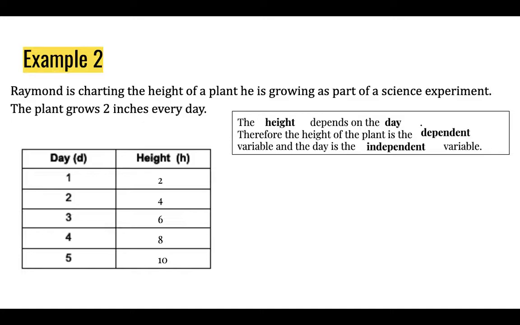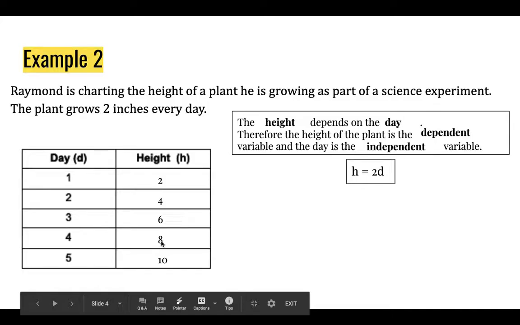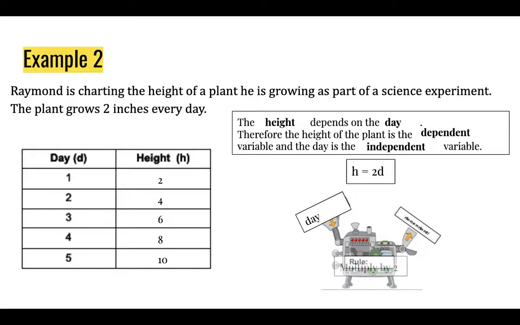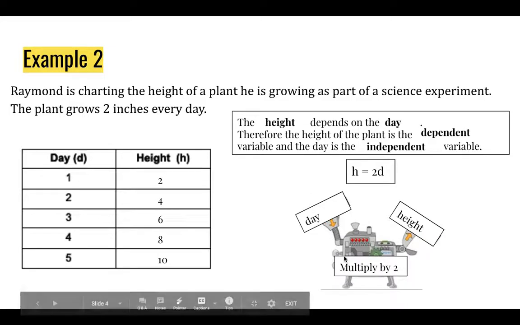So as mathematicians or scientists, we can control the number of days, and that day is going to impact the height. An equation I could use to represent this is that the height is 2 times the day, right? So if I multiply any of these days by 2, I will get my height. And looking at my machine, I know that my day is my input. I'll multiply that day by 2, and voila, I will get the height. So my independent variable, or my input, goes into the machine. I have a rule here, and my output comes out. This is the dependent variable.